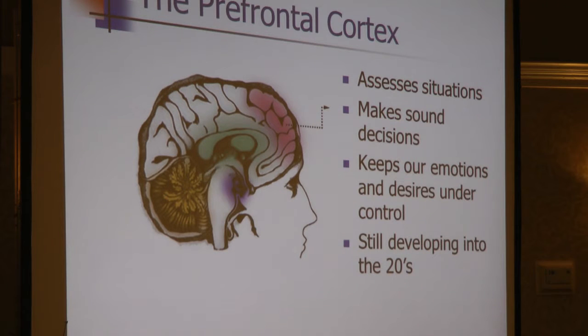This area acts as the brain's traffic cop. It coordinates processing among counterparts in the brain. It modulates emotions. And in teens, it's not yet equipped to control the emotions and make good judgments as it is in adults.